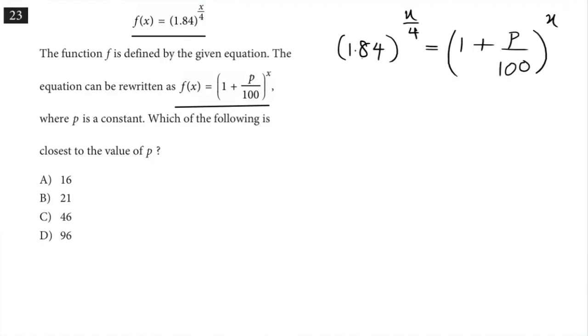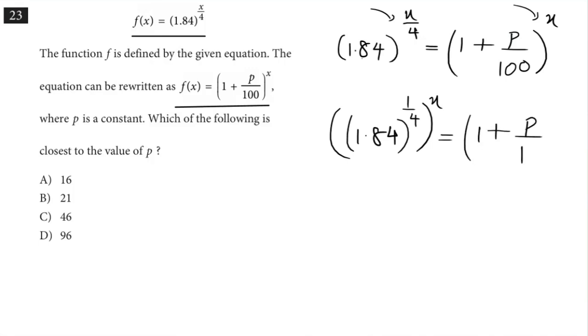The first thing I notice is the left-hand side power is 1/4 of x and the right-hand side is just x. So you need to make the powers the same. So use the idea of indices. 1/4 of x can be written as 1/4 times x. This will be 1 plus p over 100 to the power of x. Now the powers are the same, so just use the bases. Get 1/4 of this 1.84.